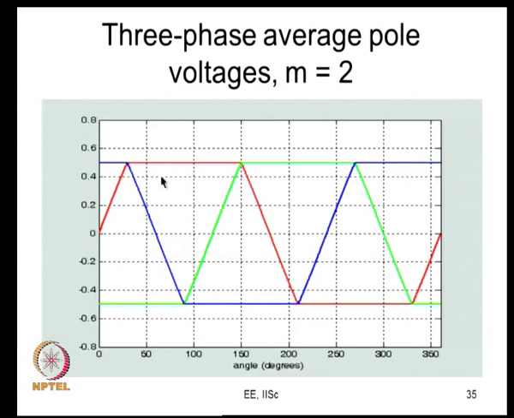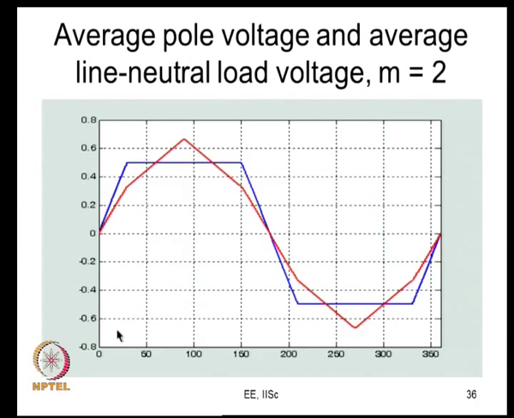So, two phases are clamped concurrently: R and Y phase, B and R phase, Y and B phase. At any instant, in any carrier cycle, you will see two of them are clamped. So, this is the average pole voltage for R phase. The average line to neutral voltage for R phase applied on the load is a little different, like this. And because this red waveform does not contain the triplen components, it looks a little closer to the sinusoid. So, you can see this now.